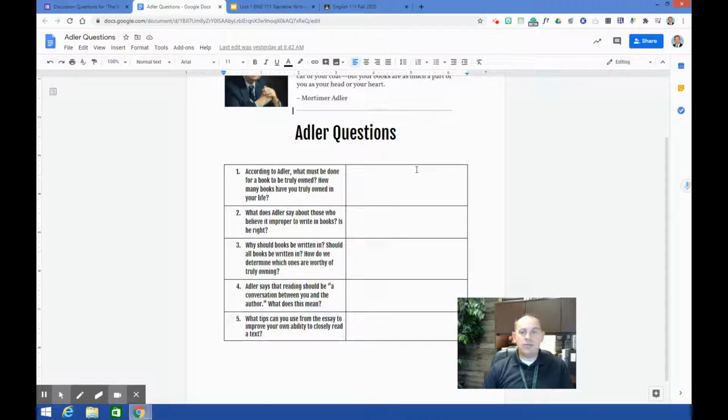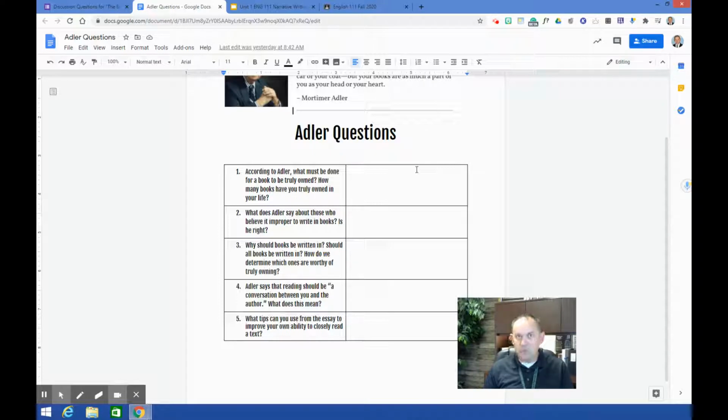Adler says in question 4 that reading should be a conversation between you and the author. I rather like that expression because it truly is the author and you having an experience together when you read an essay, a novel, a passage. If you're not participating in that, then you're not getting any meaning. I'm sure we can all agree that we've had the experience of reading a page and getting to the end of it with zero idea what we have read.